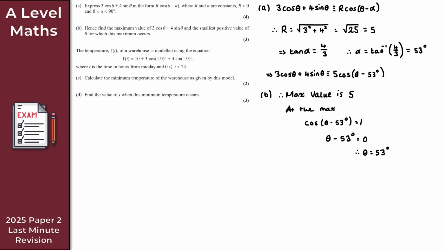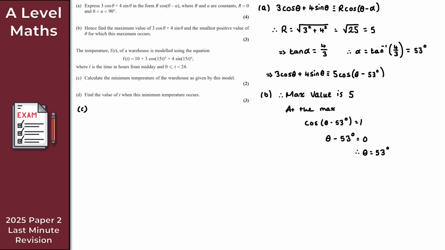Now for the next part of this question, part C here, we now have a little bit of context applied to the question. So the temperature, f of t of a warehouse, is modeled by using this equation here, where t is the time in hours from midday and t is between 0 and 24. So for part C then, all we want to do here is find the minimum temperature of the warehouse as given by this model. Now, what you need to recognize here is that we can actually connect this equation here to our answer from part A and part B, right?